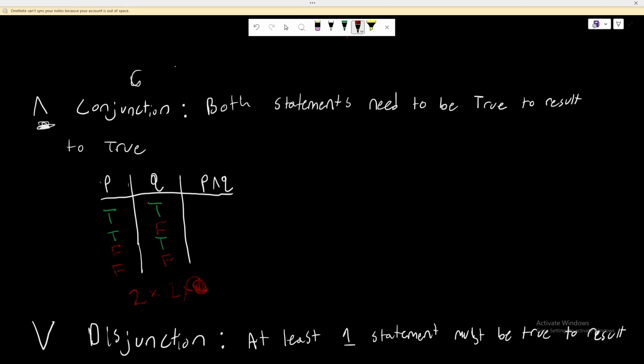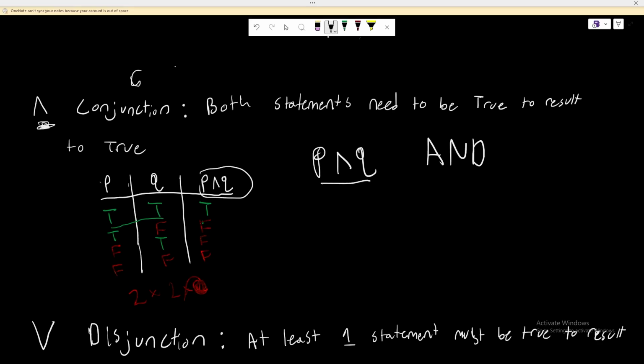Okay, so I'll repeat this again. Both statements need to be true to result true. So you can just look at the truth table here. True and true, they're both true, so the result is true. Then true and false, since they're both not true, will result false. And then these will also result false. The main keyword they use with this, or how you read this statement, P and Q, is the and keyword.